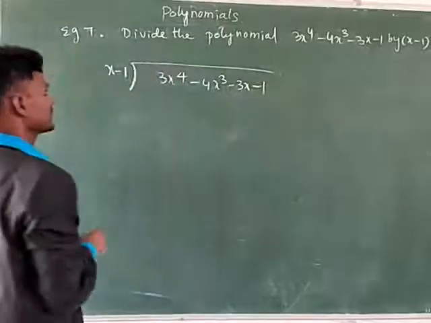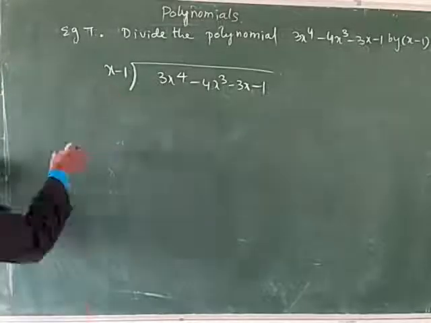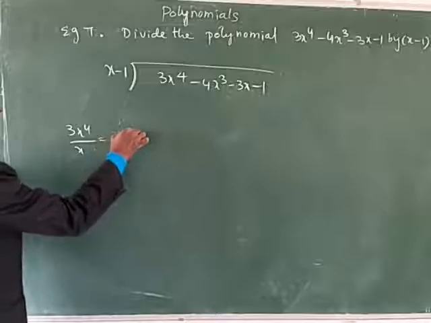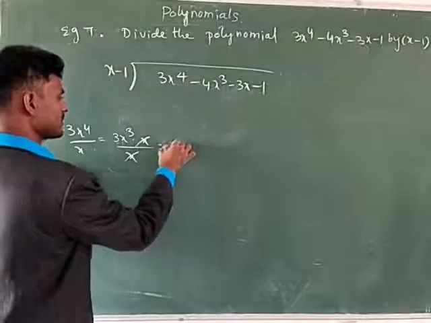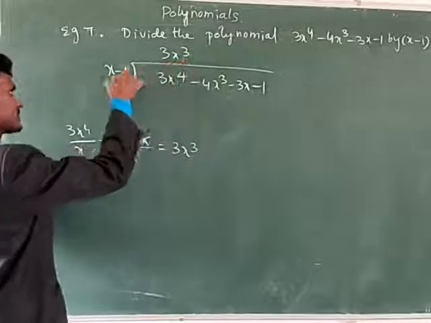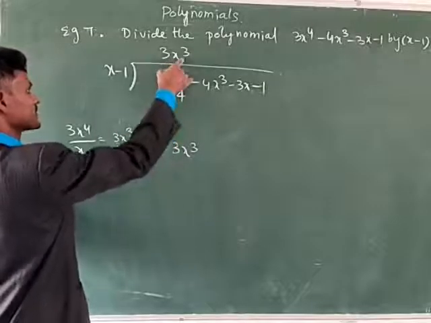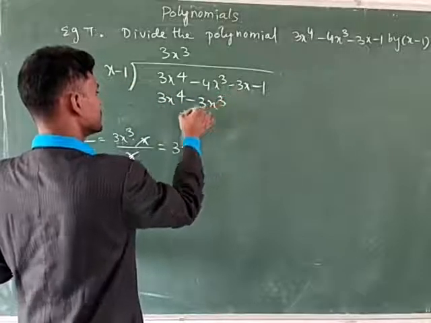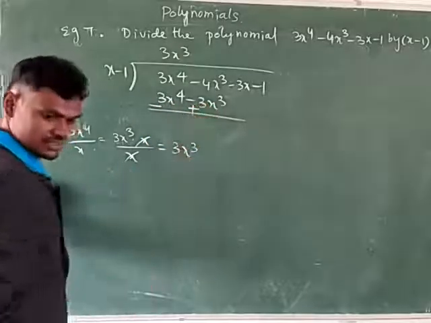Okay, here 3x to the power of 4, here x, then 3x to the power of 4 by x you have to write. This one is written as 3x cube into x to the power of 4 only. This x cancels, then 3x cube remains. 3x cube you have to write here. 3x cube into x, 3x to the power of 4. Next 3x cube into minus 1, minus 3x cube. Now change the sign, here minus, here plus. Now see.